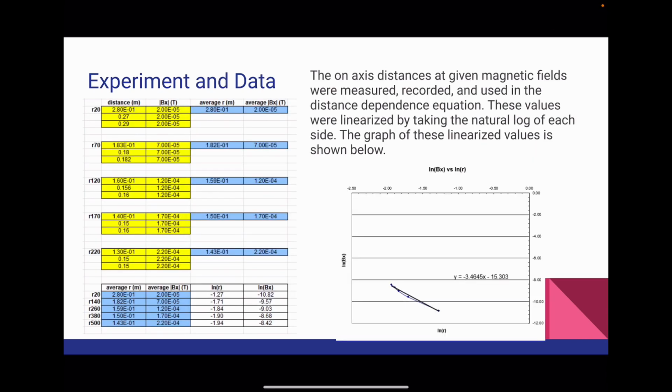The on-axis distance from the magnet and the reader that yielded specific given x components of the magnetic field were found and recorded. The distance dependence equation was then used with these results, as these values were linearized by taking the natural log of each side. The graph of these linearized values is shown below.